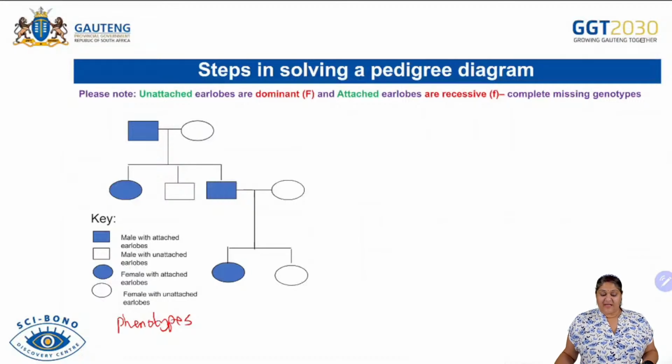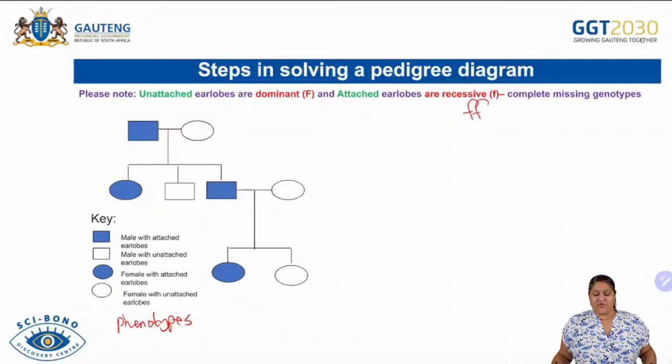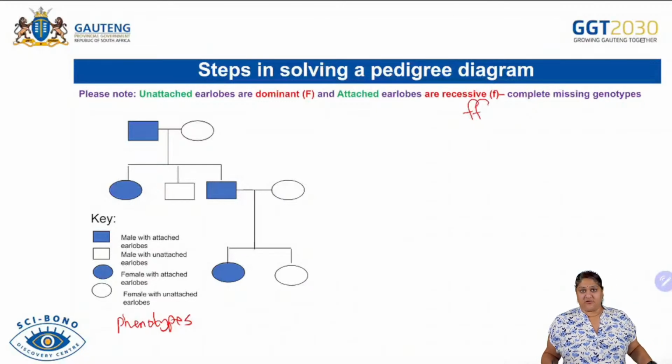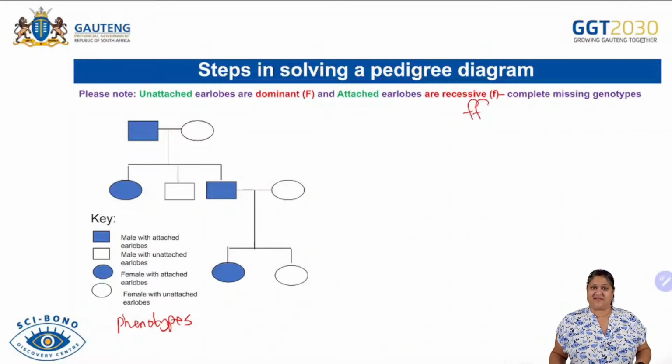Okay, so the ones we can definitely see then are the shaded ones. The shaded ones are the ones that we can already tell. The shaded ones are the ones with the attached earlobes. So we already know that if they're going to have attached earlobes, they must be homozygous recessive. So we can already fill in the genotype of all the homozygous recessive ones.